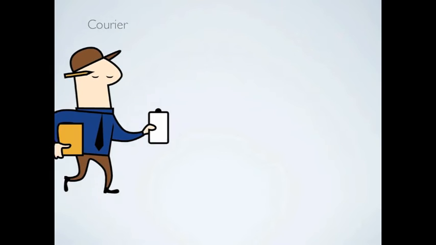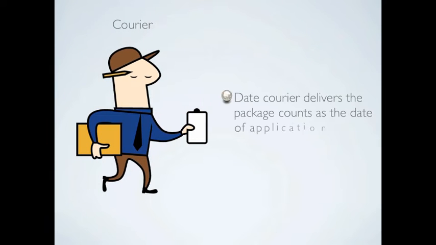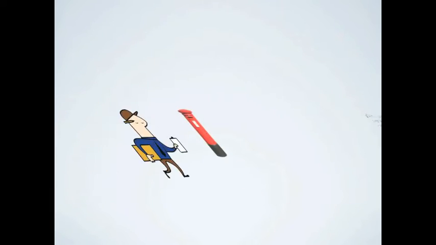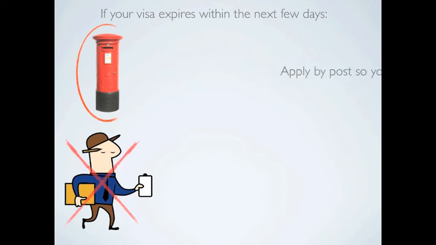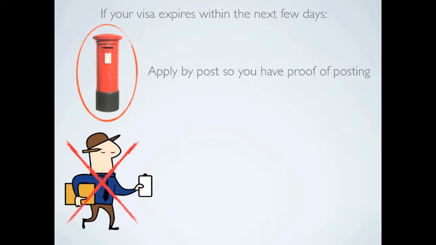Keep the receipt safe. Ask at any post office or visit the Royal Mail website for details and prices of each delivery option. If you send it by courier, the date the courier delivers the package and it is signed for is the date that UKBA will record as your date of application. So if your visa is due to expire within a few days, it would be better to send the application by post using recorded delivery and get proof of posting in time. This will avoid the possibility that the courier is unable to deliver your package in time.